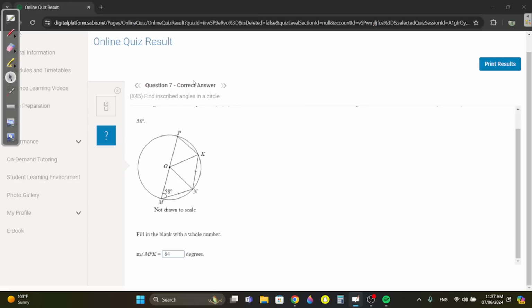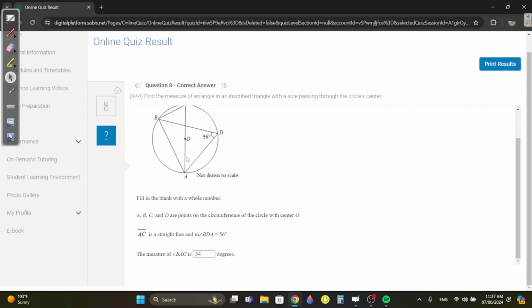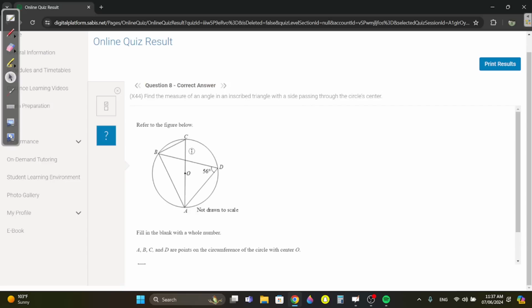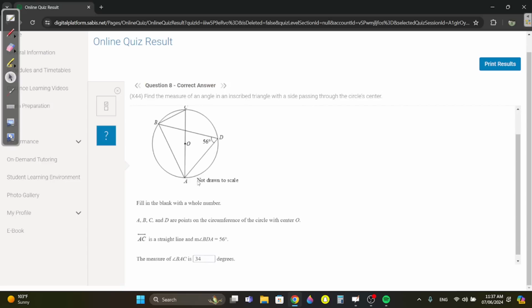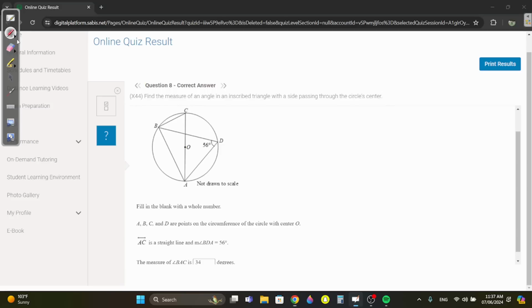Okay. Question 8. Okay, like this. You have the shape here. A, B, C, and D are points on the circumference of the circle. AC is a straight line, and the measure of angle BDA is 56. They want BAC. They want this one over here.